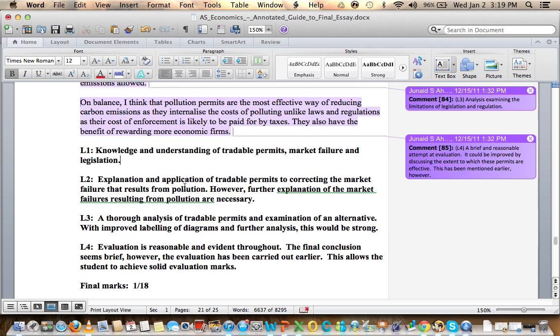So knowledge and understanding is present. Explanation, application. We need more explanation as of the market failure resulting from pollution. A thorough analysis of tradable permits and examination of an alternative. With improved labeling and diagrams and stronger analysis, I'd say, not just further, stronger analysis, this would improve. Evaluation is reasonable and evident throughout. The final conclusion seems brief.